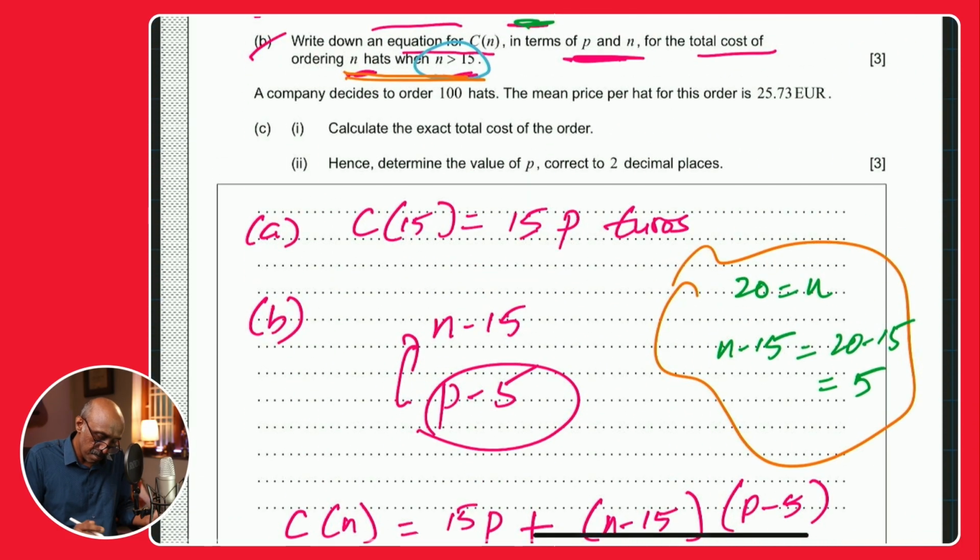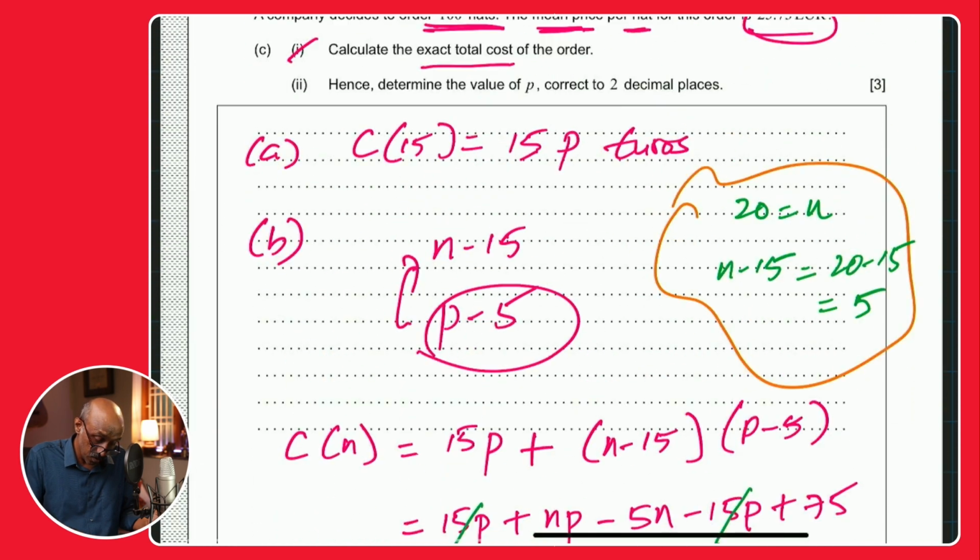Now, next part. A company decides to order 100 hats. The mean price per hat for this order is 25.73 euros. Calculate the exact total cost of the order. The mean is given, so 100 times that mean should give us the total cost of the order.